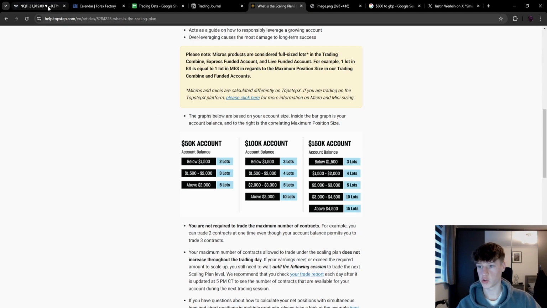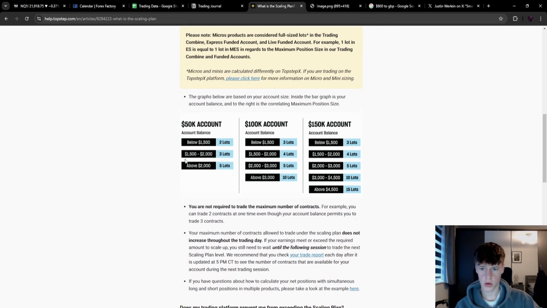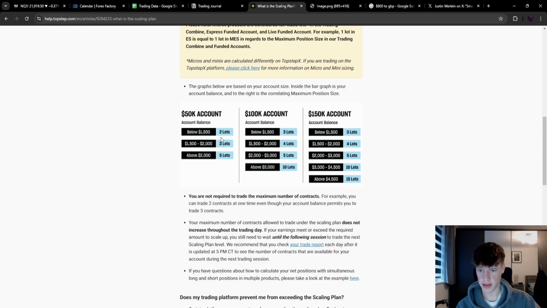For just general trading, like 1 mini equals 10 micros. So with Top Step X on an XFA, you'd have 20 micros. You have 2 minis, 20 micros, 3 minis, 30 micros, 5 minis, 50 micros. I have 2 minis, 2 micros, 3 minis, 3 micros, or 5 minis and 5 micros.